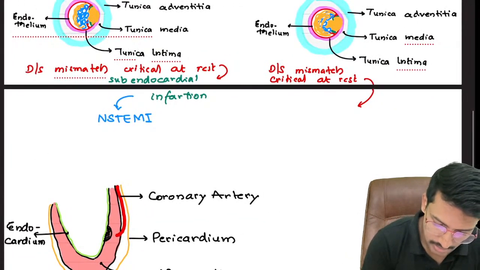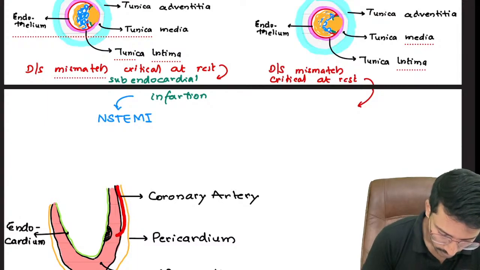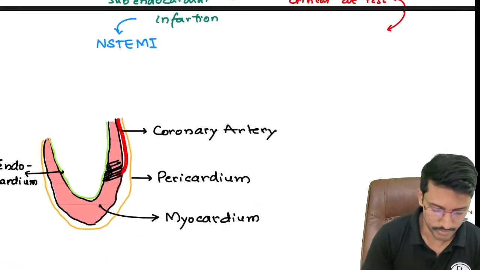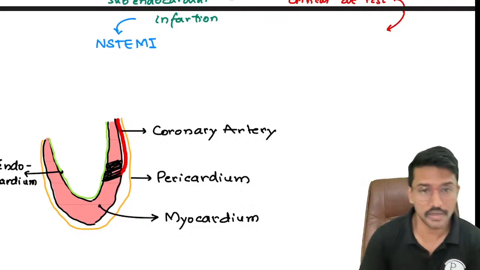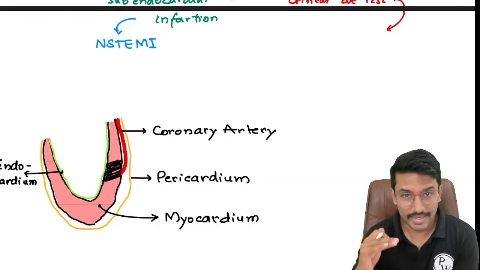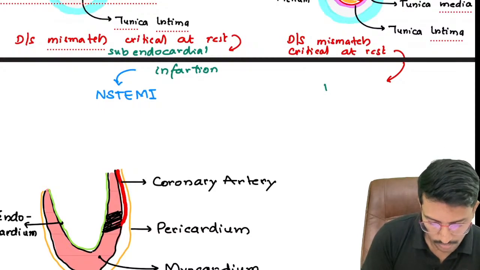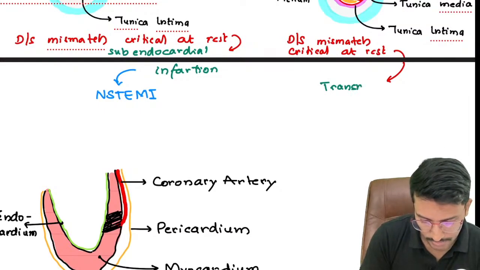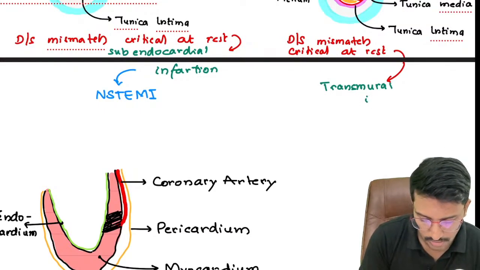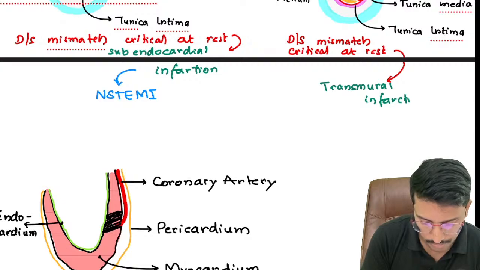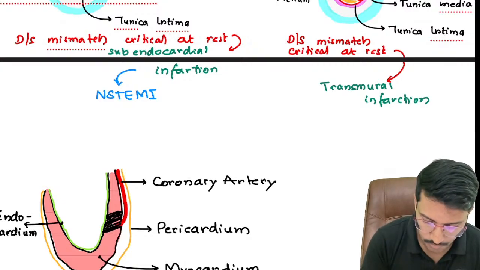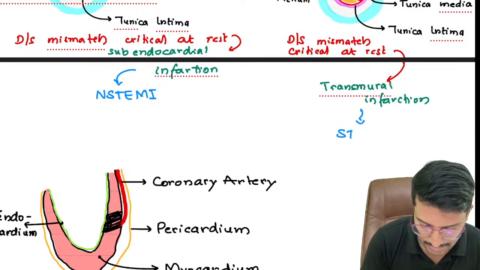Now at this stage, what will happen? The entire thickness of the myocardium will get infarcted. When the entire thickness of the myocardium gets infarcted, I can see the ST elevation on the ECG. So when the entire thickness gets affected, we call it transmural infarction. And when we have transmural infarction, I will get STEMI, ST elevation MI.